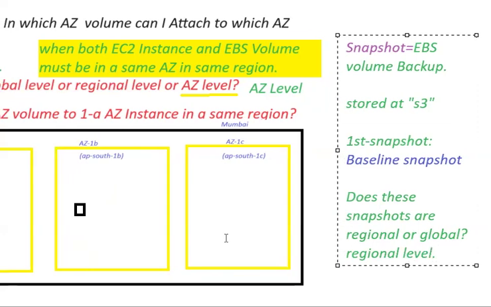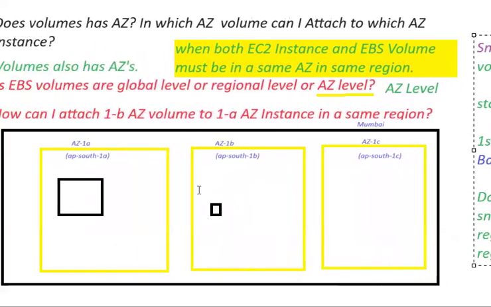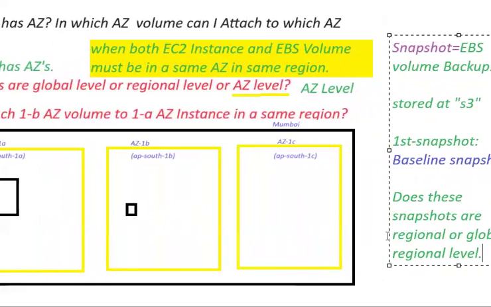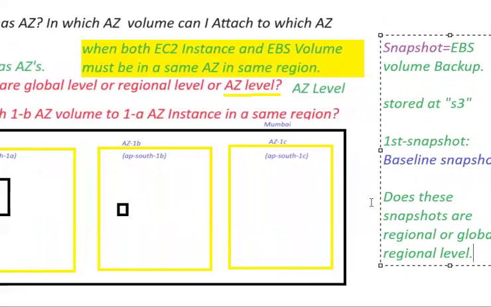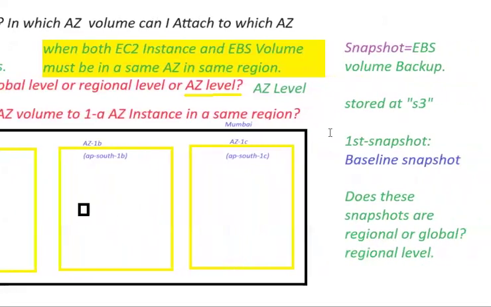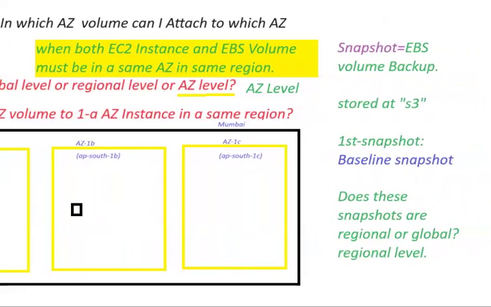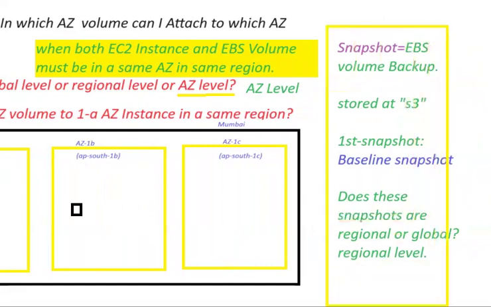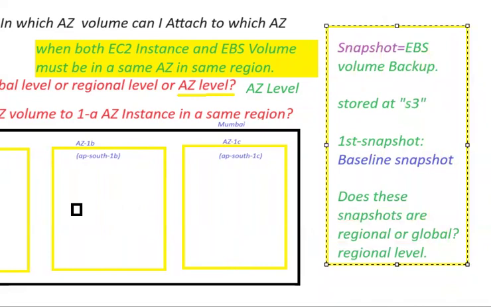If I want to share my data from one availability zone to another availability zone within the region, then how can I share? I can share by using a snapshot. Let me put this whole snapshot section in a box. This is all about snapshots. This snapshot is regional level.